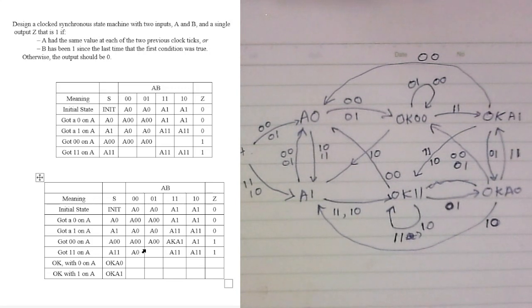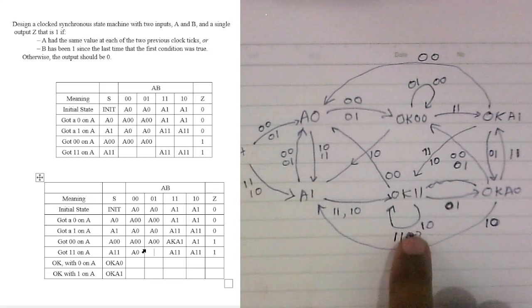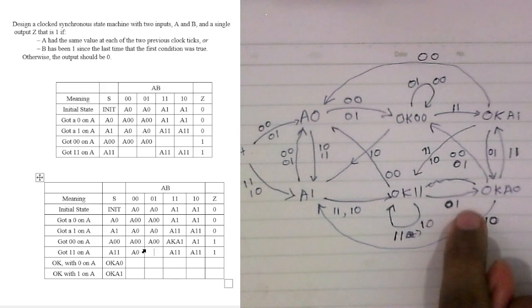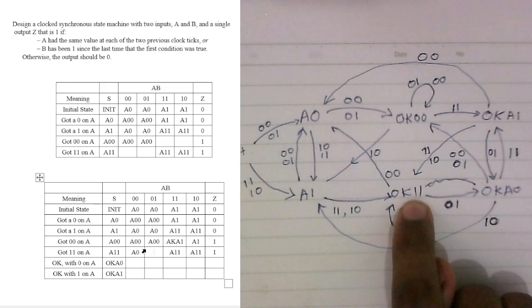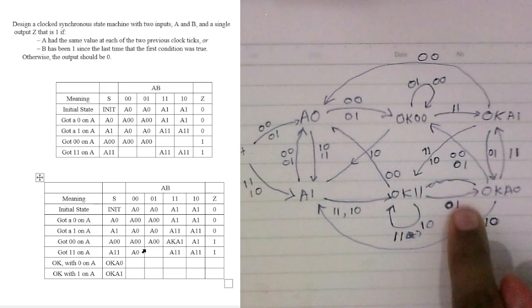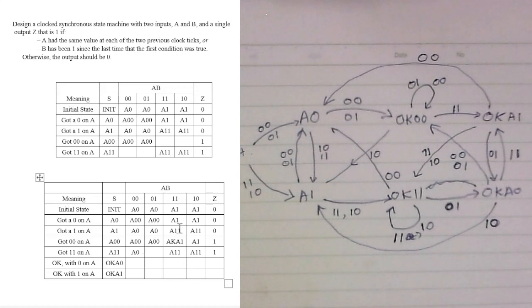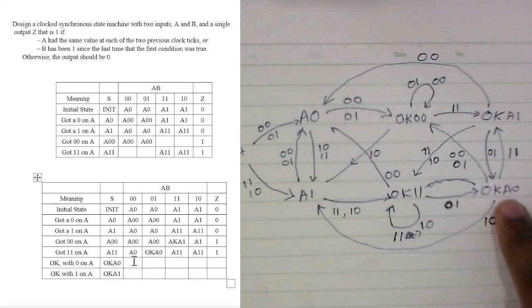Okay, then I have 0 1. With 0 1 I have multiple consecutive ones in a row, but now I have broken my pattern because I have 0 in my input A, but my B is 1. That means I have been in this state, which means at least two consecutive previous clock ticks where my A is 1, but now I have B equals 1, so I'm staying in the state where my Z is 1, right? So that's what OK 0 is here. So there I can go to OK A0.